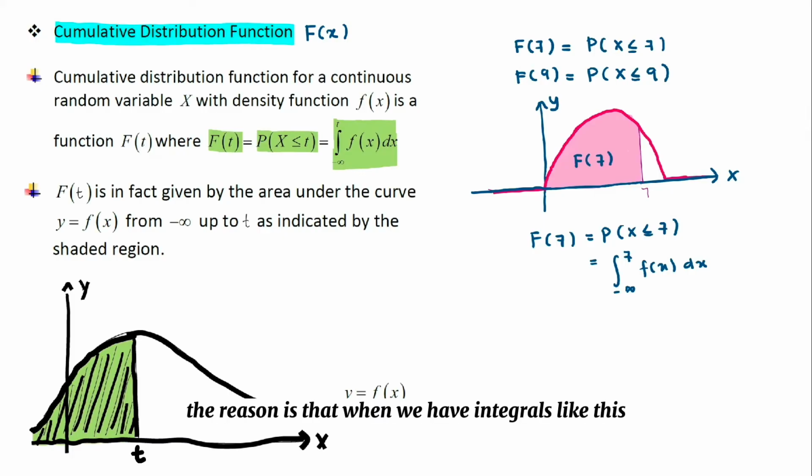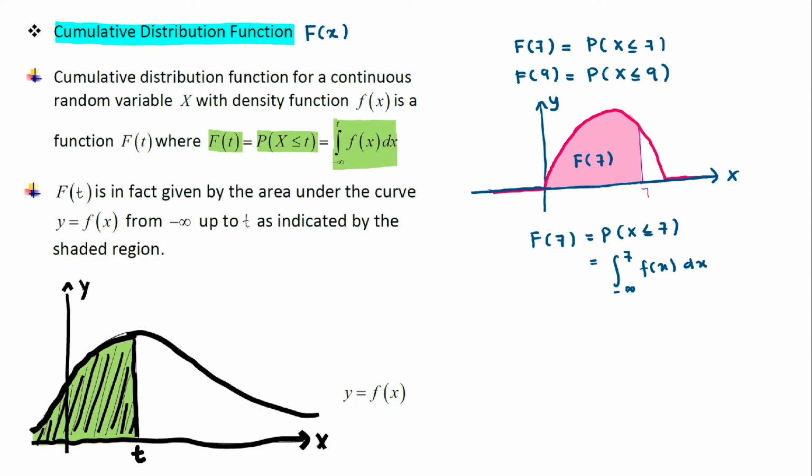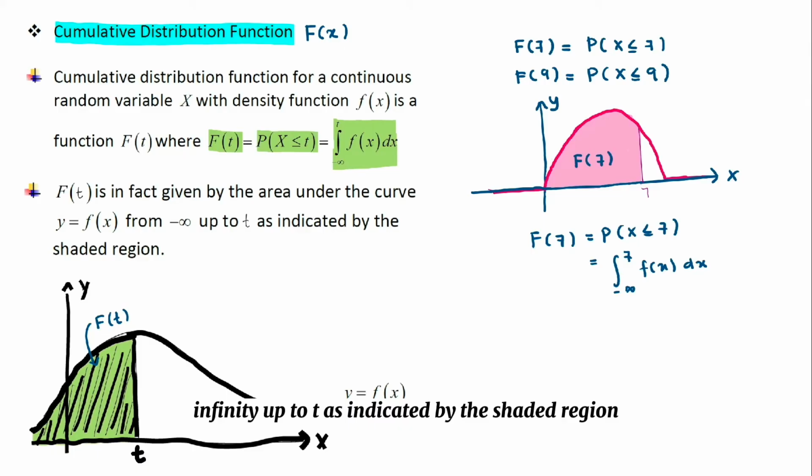The reason is that when we have integrals like this, we want to avoid confusion between the limit t and the variable x in the probability density function. Capital F of t is in fact given by the area under the curve of the probability density function small f of x from negative infinity up to t, as indicated by the shaded region.